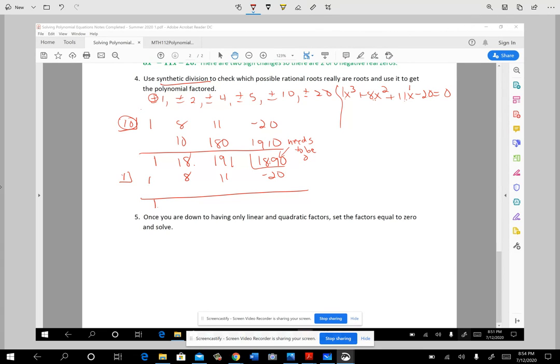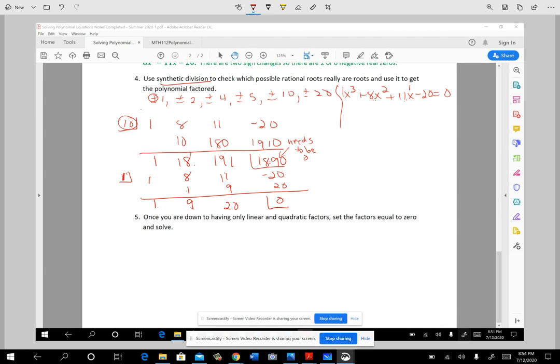So 1 times 1 is 1. 8 plus 1 is 9. 1 times 9 is 9. 11 plus 9 is 20. I like the look of that. That's 20. And see how here I get a remainder of 0. And so this helps me to see how to factor that polynomial.